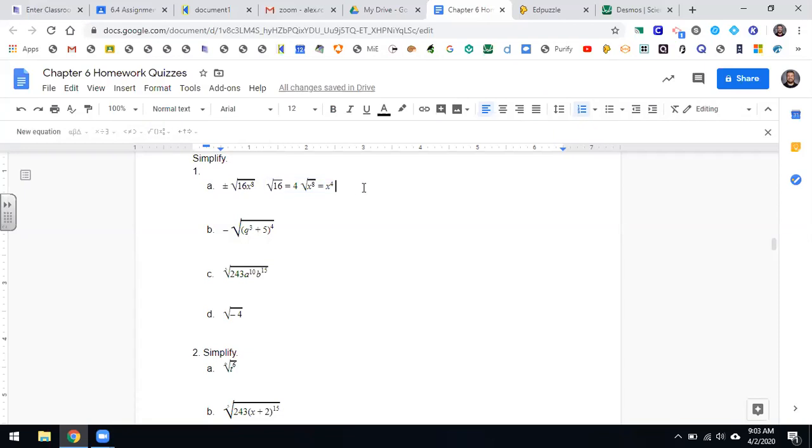So the correct answer to this one actually should be plus or minus, right? Because that's in the front of our problem, plus or minus. And then it should be 4x to the 4th. Okay, so that was the answer to question number one.